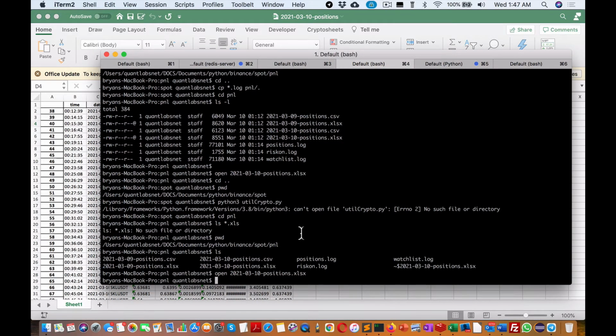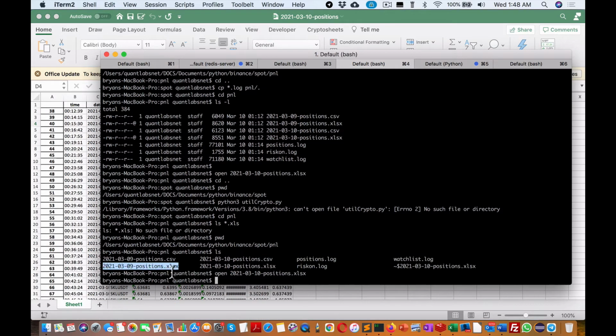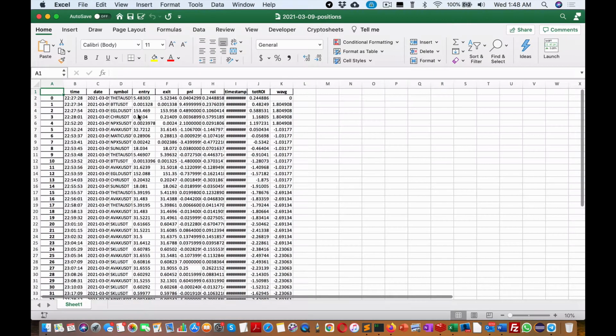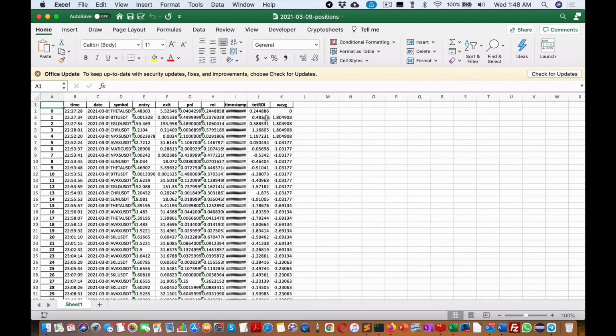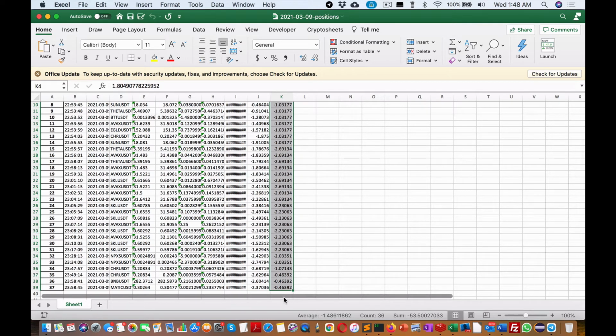So let's see, the other one was yesterday or last night. I don't remember the time I launched this, but here's yesterday. Now, as I said with the weighted average, I forgot to mention it as a column. In there, I've updated the weighted average.